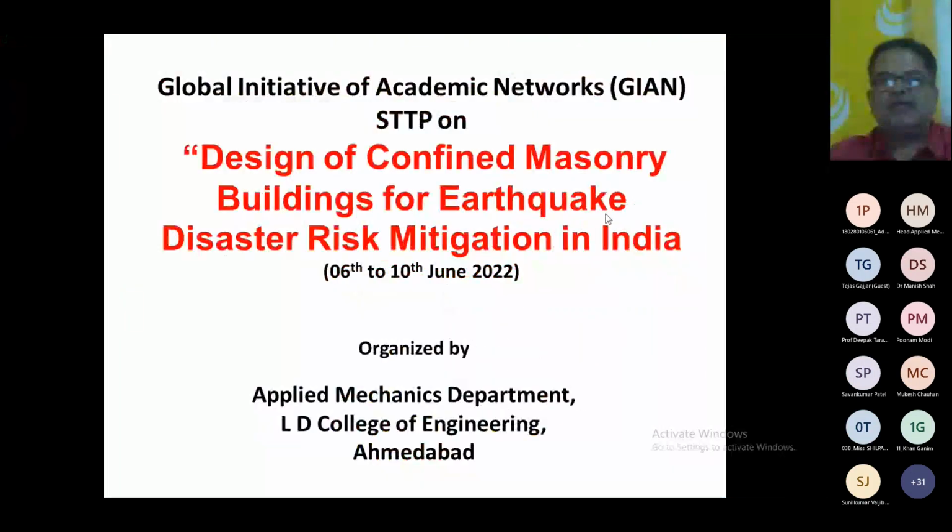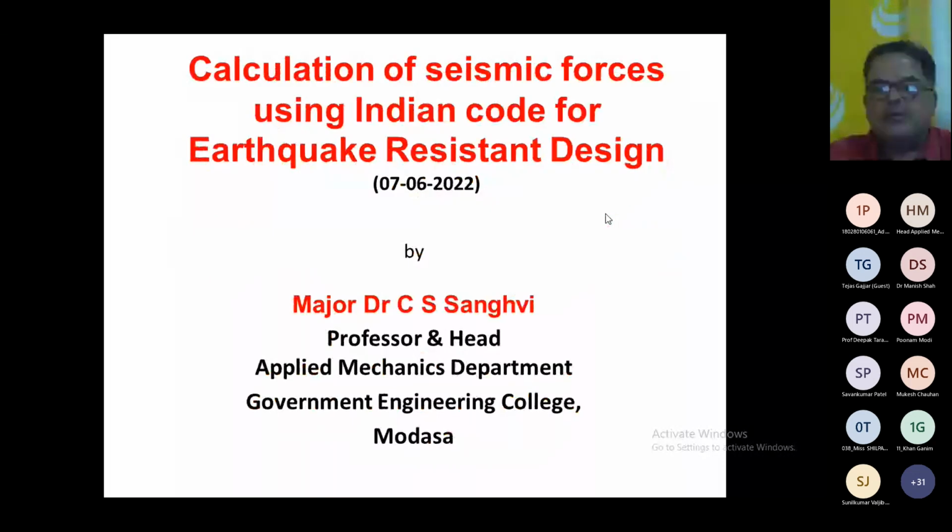So again, welcome to the SCTP under the aegis of Global Initiative of Academic Network GIAN. This is the third session of the second day, and today we'll go for the calculation of the seismic forces using the Indian code for earthquake resistant design.